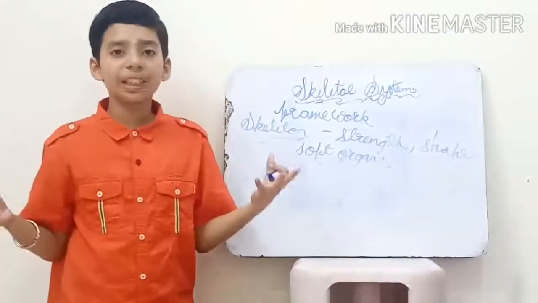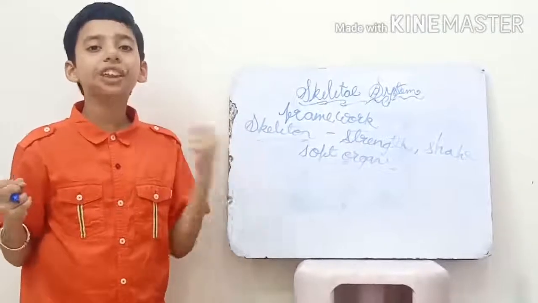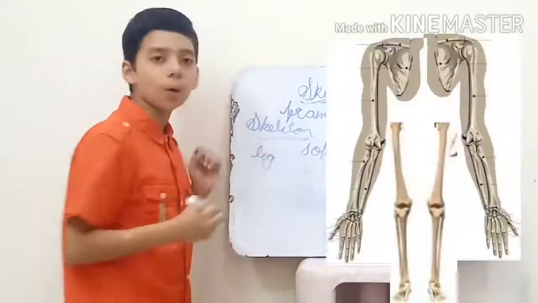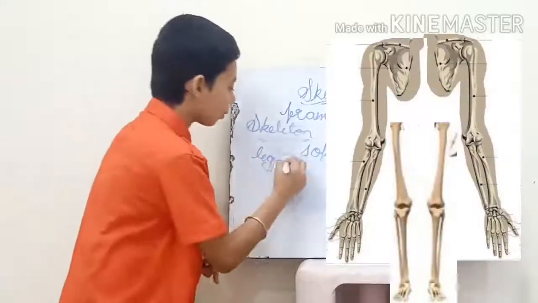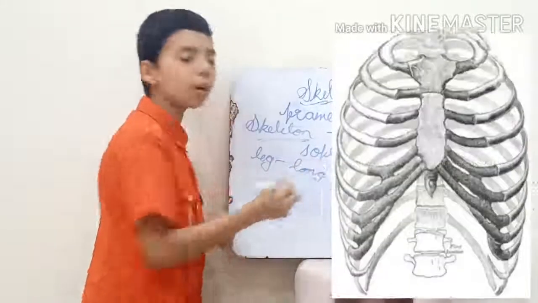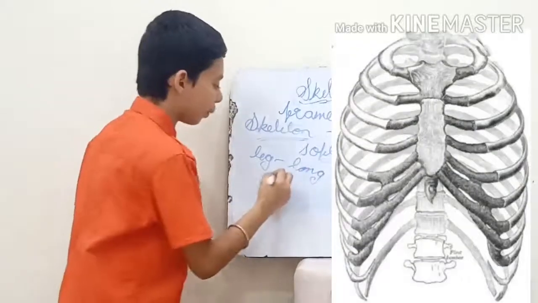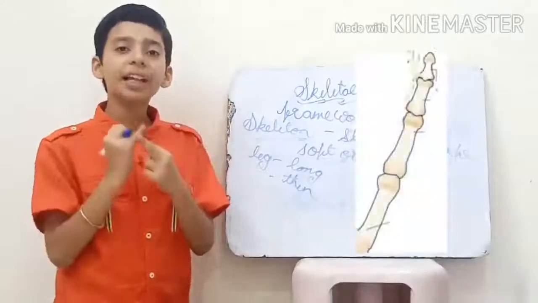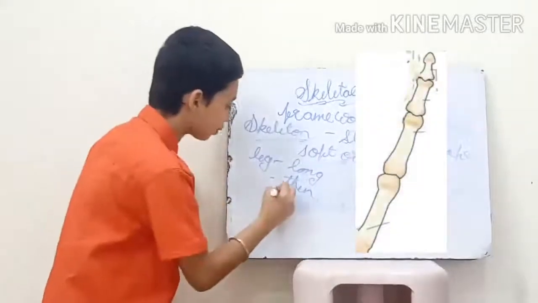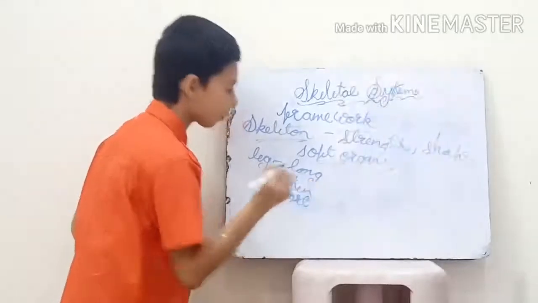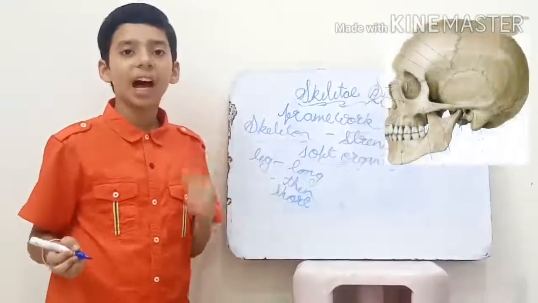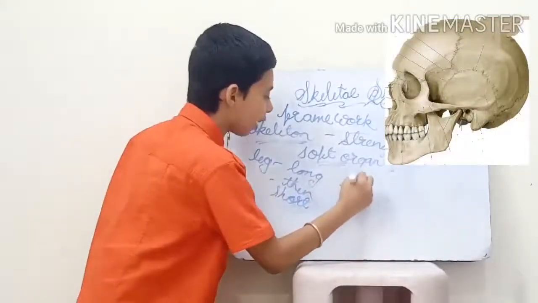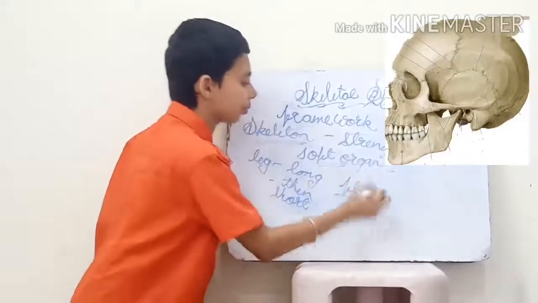All the bones in our body are of different shapes and sizes. For example, the leg and the arm bones are long. The chest bones are thin and rounded. And the bones in our little finger are short. The bones in our head are flat and rounded.